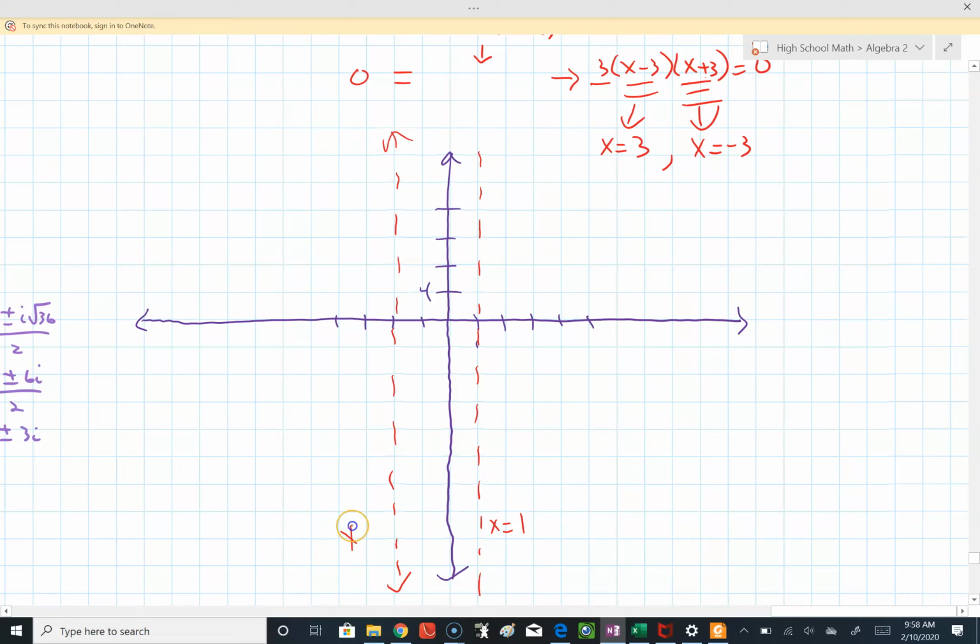What you're going to find is you're going to have a part that's to the left of -2. You're going to have a part that's in between these two. And you're going to have a part that's over here to the right.